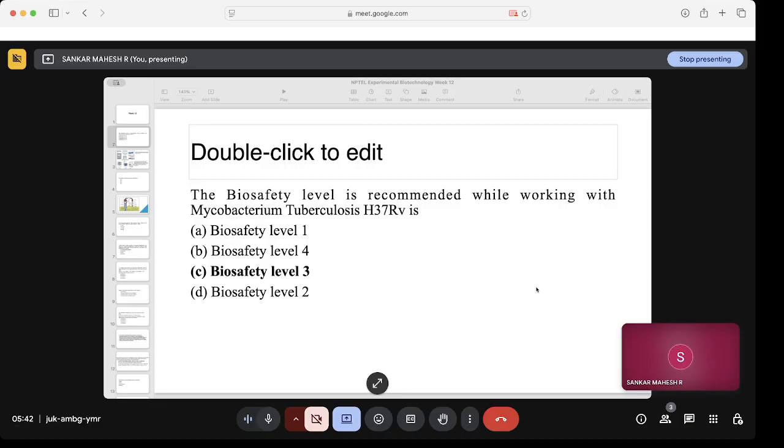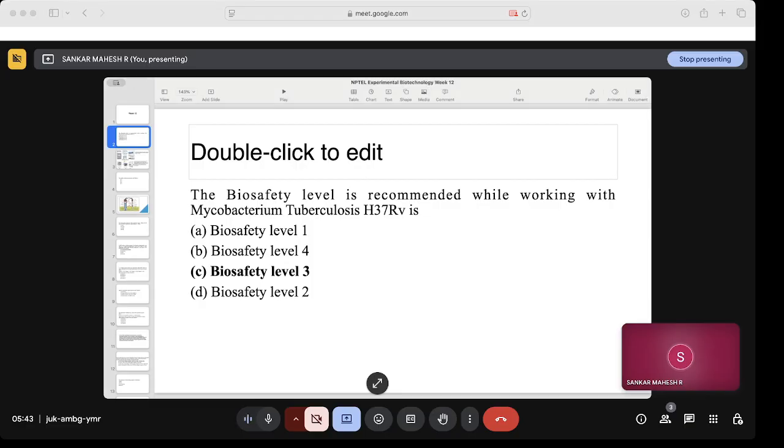Like for example, in biosafety level 1, what are the things that you wear? Do you wear a lab coat? Do you wear gloves? Or do you wear a PPE suit and stuff like that? Biosafety level 2, we have to wear a PPE suit, a lab coat also, even shoes also. Right. Okay. Good.